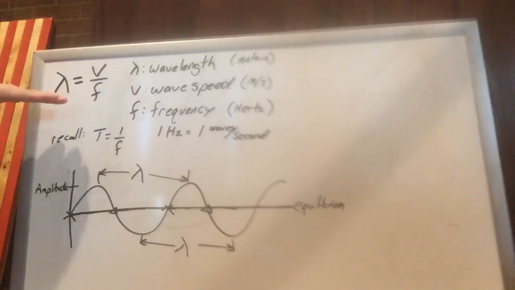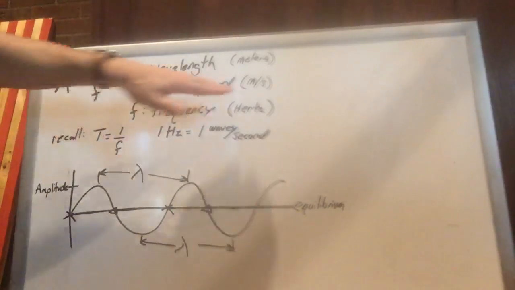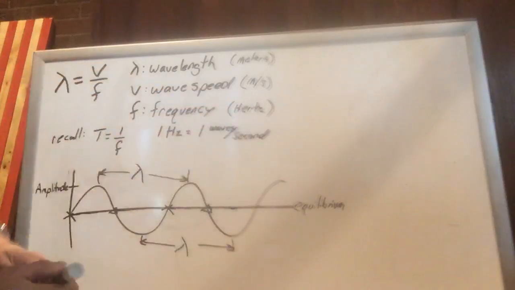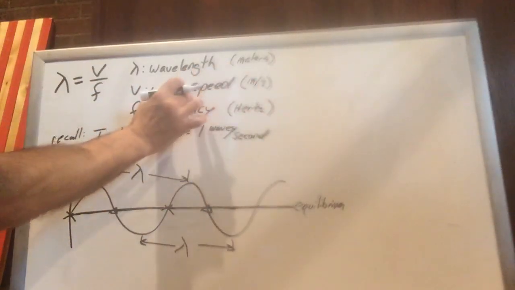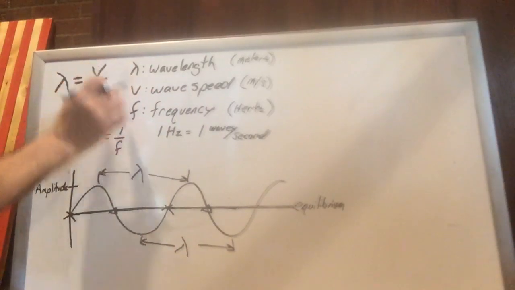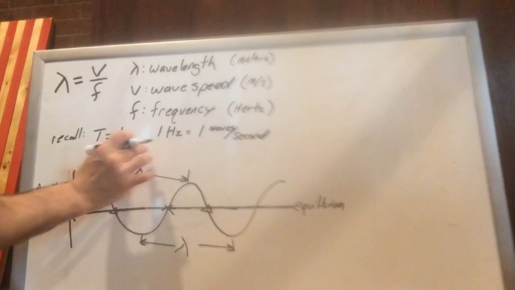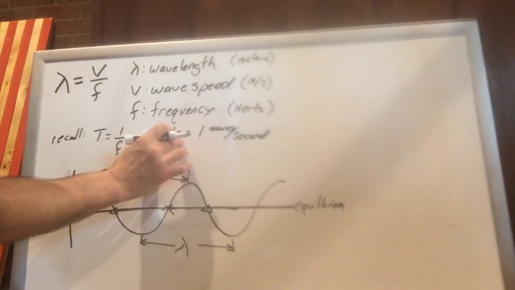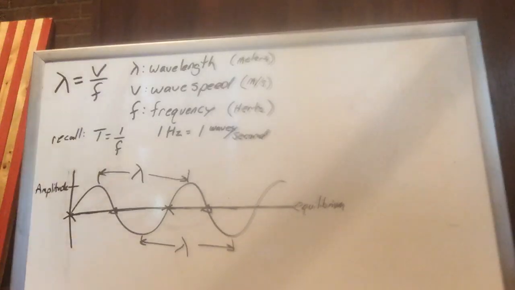Also, just keep the units in mind, right? If you're presented with two numbers, one's in meters per second, the other is in hertz, which, by the way, a hertz is 1/seconds. So if I divide wave speed, meters per second, by 1/seconds, which is hertz, that's going to leave me with just meters. Okay?